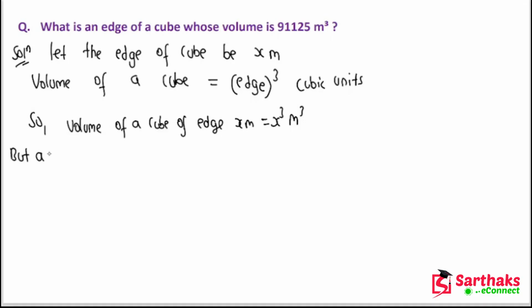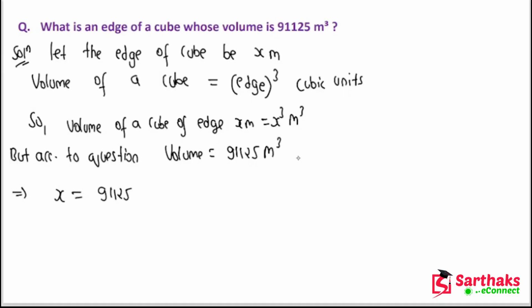But according to the question, the volume equals 91125 meter cube, right? So now since the question says 91125 and you say x cube, x cube is actually equal to 91125. We do not need to equalize the meter cube since they are already equal, so we compare the coefficients, which are the numerical values. We are saying our cube has the volume x cube, and the question is saying it is 91125, and we are both true in our places.